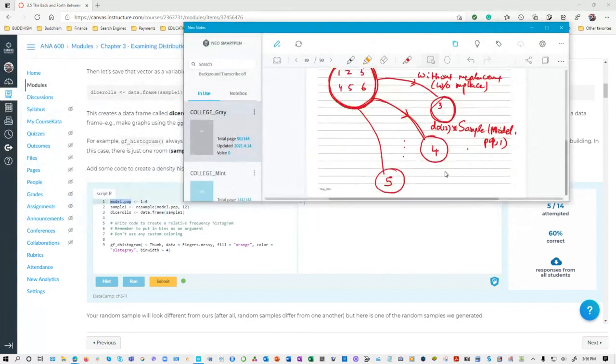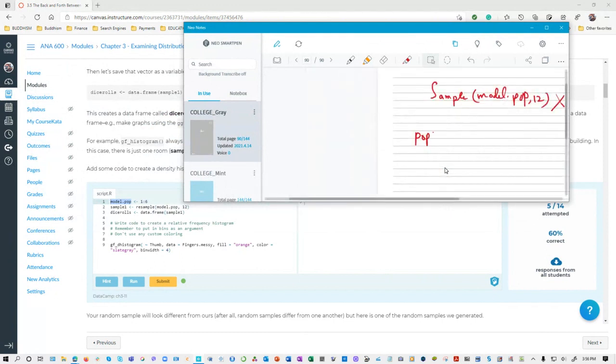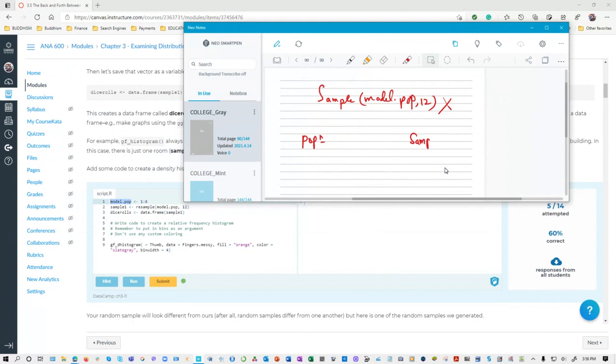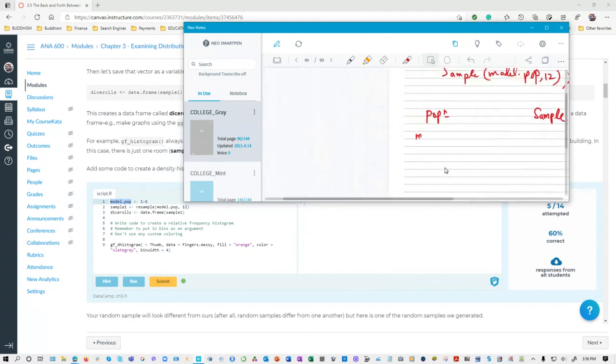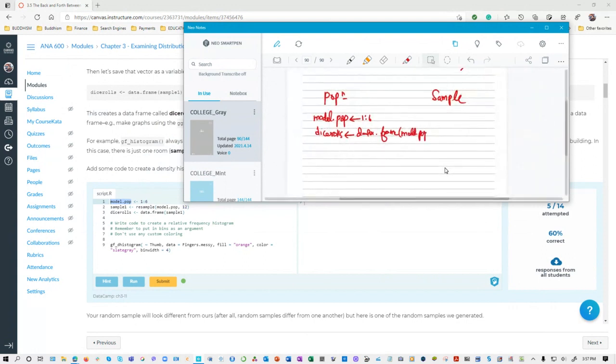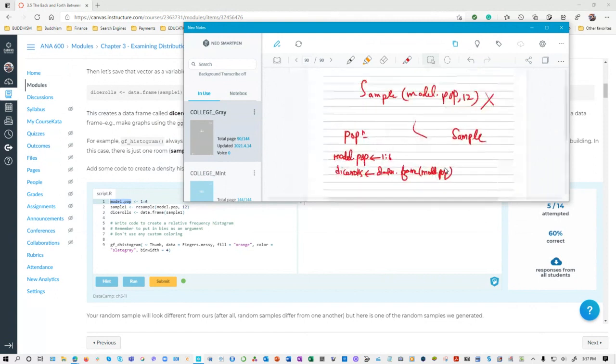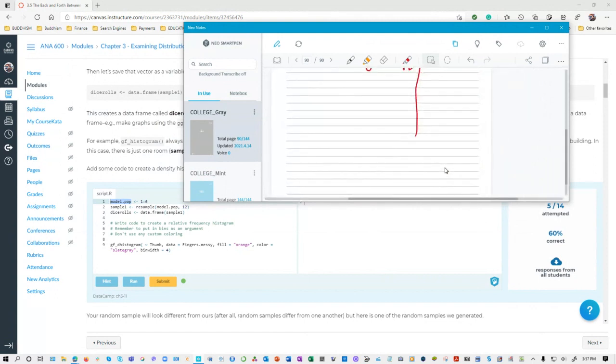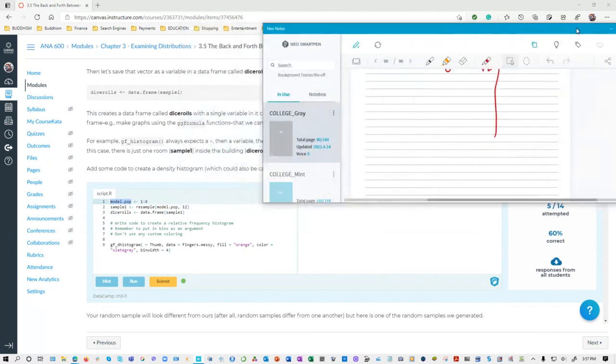For the population, I'll make it clear. For the population, you got model pop, with six numbers, 1 to 6. Then you put this into a data frame, and call it dice rolls.